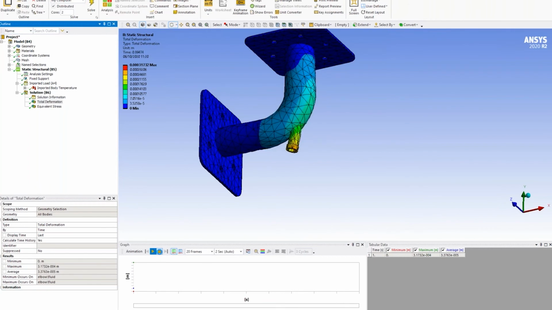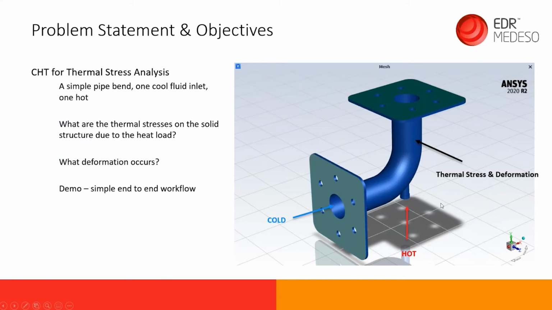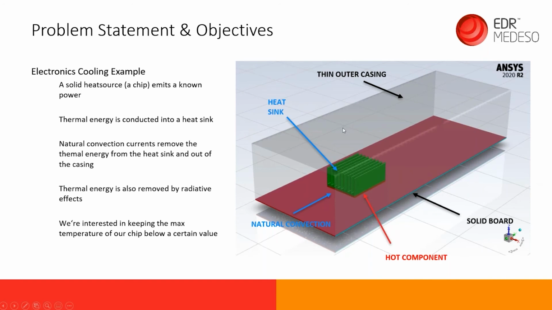So that was a very quick, very simple demonstration of what you can do with a CHT analysis combined with Workbench and combined with Mechanical to analyze deformation and so on. Of course, though, there are more complex considerations that we have to take into account. So what I'll do is go back to the slide deck now, and I'll run through a different case here. This is an electronics cooling example, and I'll dig into some of the decisions that I've been making and some of the things that you will need to think about when you do CHT analysis.